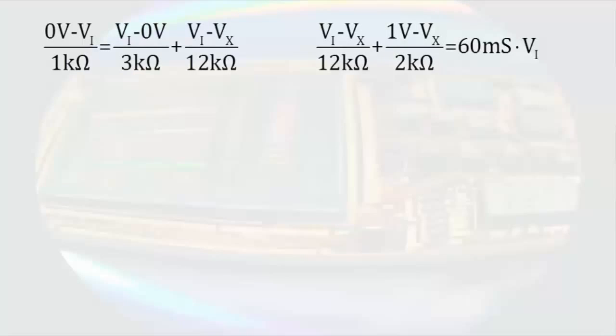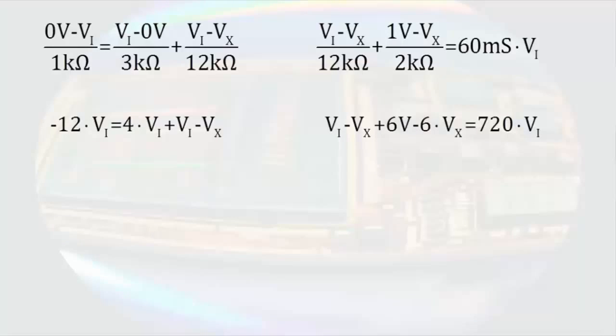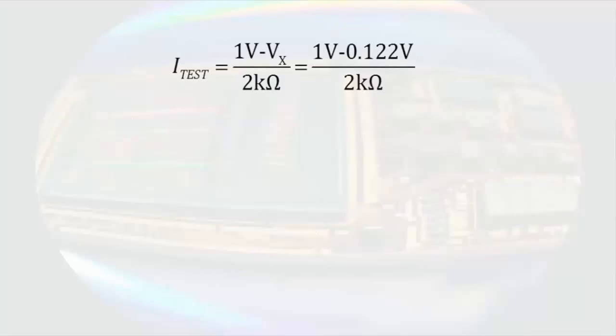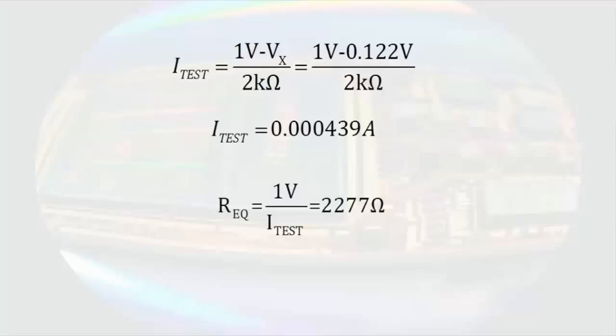These equations can be simplified by multiplying through by 12 kiloohms. We can then gather terms. These equations are solved very easily by substitution. With the node voltages known, we can then write an equation for the test current in terms of the node voltages and solve for the test current. To determine the equivalent resistance, we just take 1 volt divided by the test current and we get 2,277 ohms, which, if you remember, is exactly what we got before.